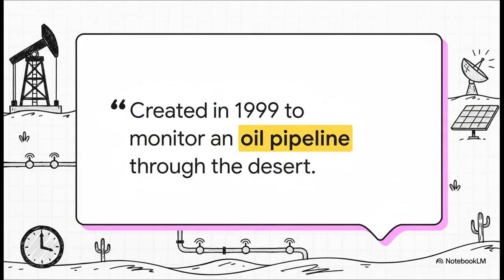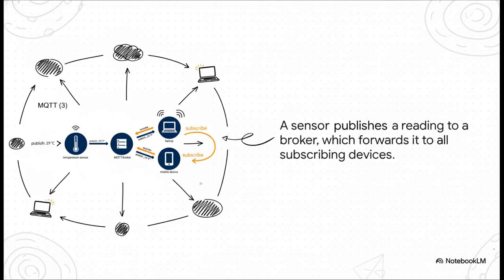It was created way back in 1999, and not for some big tech company. It was built to monitor an oil pipeline running through a desert. The problem was, how do you get tiny bits of data, reliably, from sensors where you have almost no bandwidth and very little power? That's what it was designed to solve. And that heritage, that's exactly why it's a perfect fit for the Internet of Things, or IoT, today.